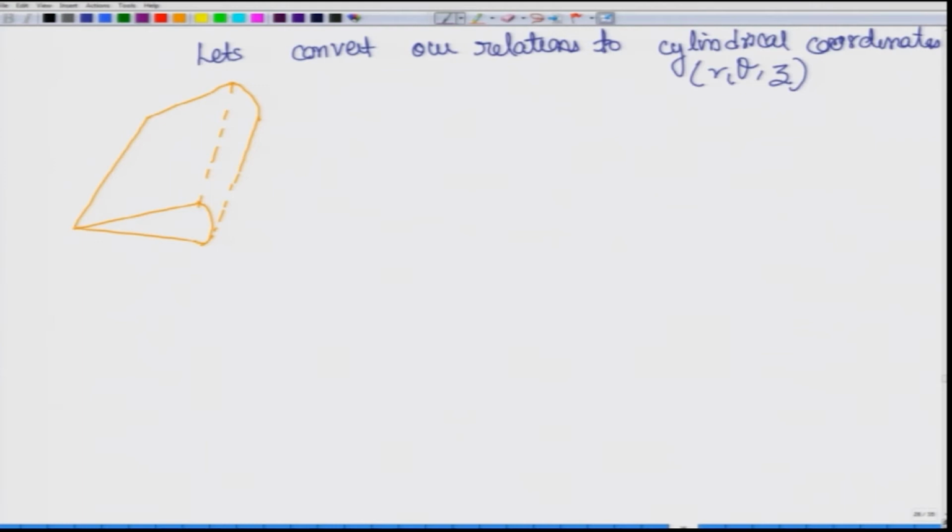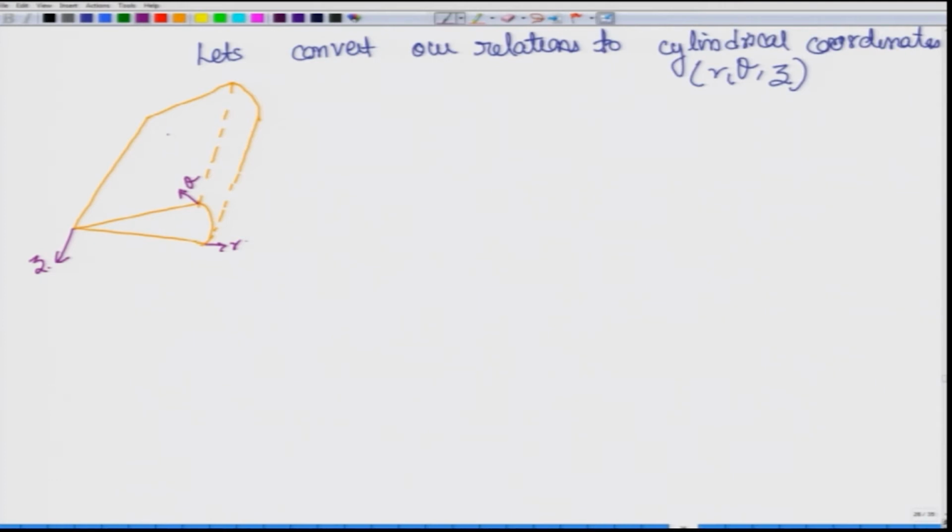So, we have this small slice out of this, and this is our theta direction, this is our r direction, and this is our z direction. So, this is z and this is r, and if you go in this direction, sorry, this will be theta direction. Now, let us look at the different components.